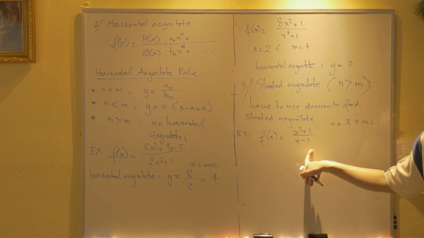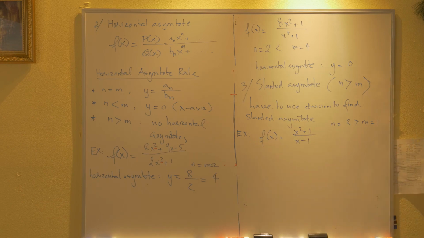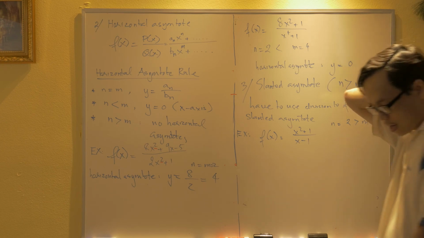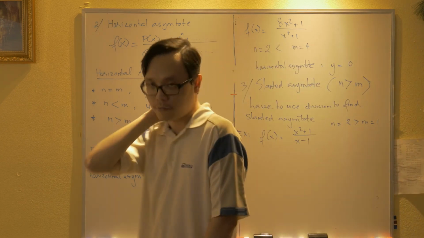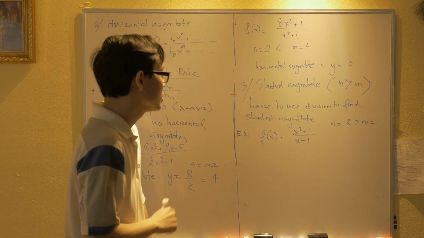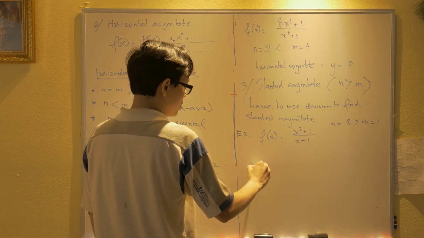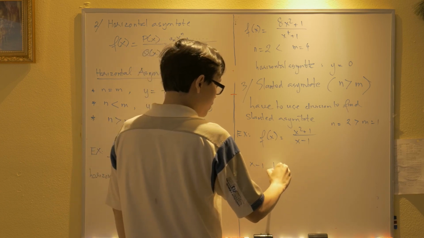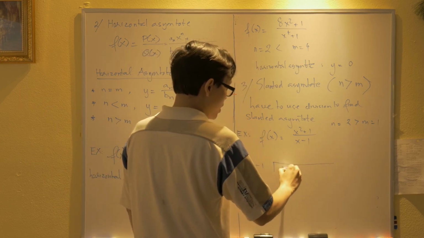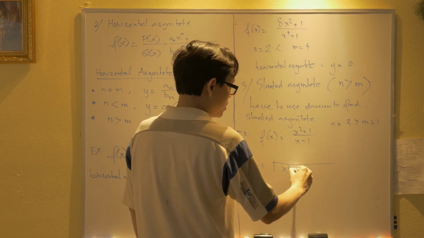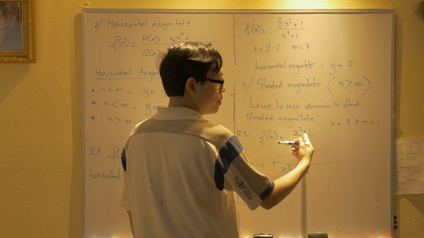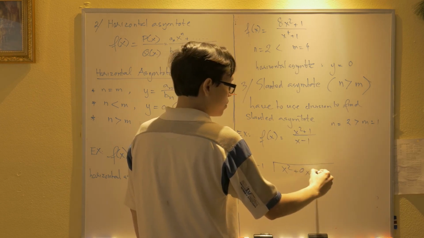I already talked about vertical asymptote in the previous video. Okay. So in order to find the slanted asymptote, we're going to set up the division. So most of the time, I use long division to find the asymptote. Okay, so I'm going to set up the long division. So x minus 1 here. So I have x squared plus 0x, because we're missing the first degree term, plus 1.